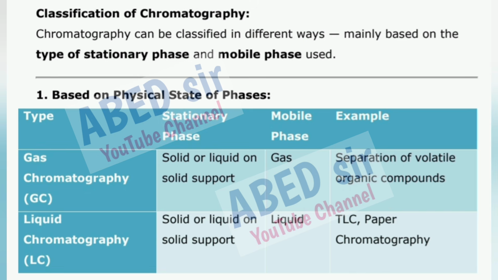Chromatography can be classified in different ways, mainly based on the type of stationary phase and mobile phase used. 1. Based on physical state of phases: stationary phase, mobile phase. Example: gas chromatography, GC, solid or liquid on solid support, gas, separation of volatile organic compounds. Liquid chromatography, LC, solid or liquid on solid support, liquid, TLC, paper chromatography.